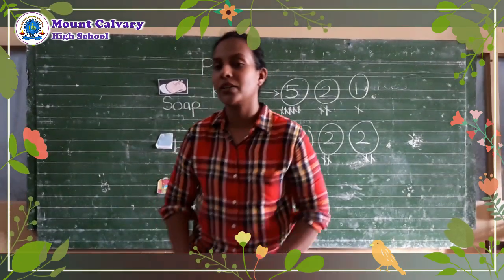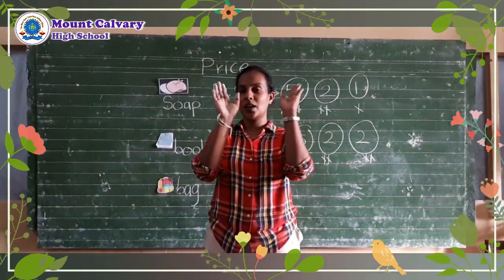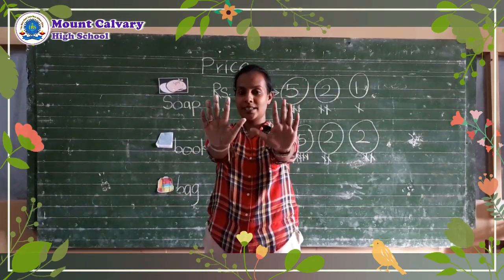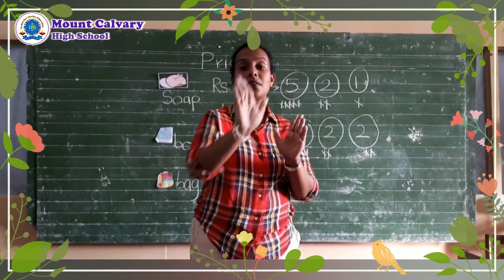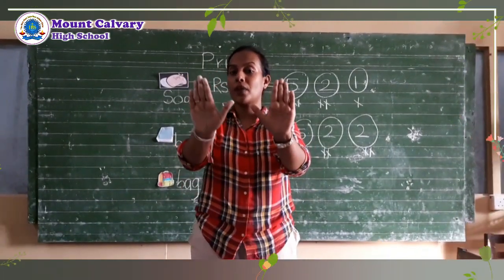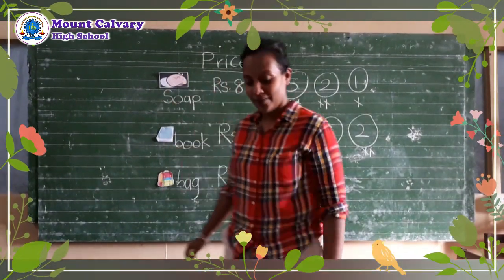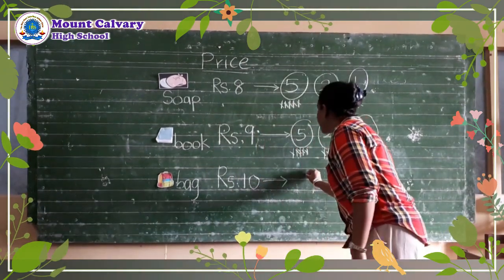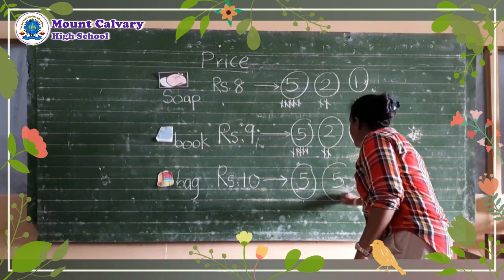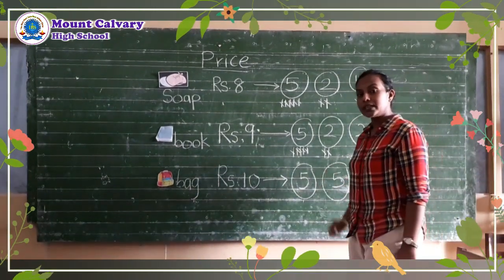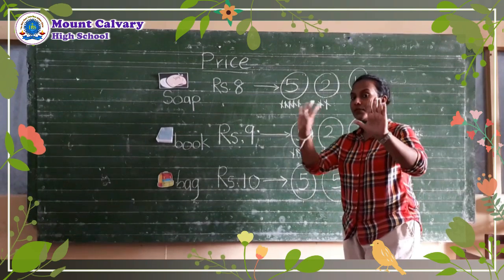But there is another method how to make them. Yes, all of you take 10 fingers, right? What is this coin? 5 rupees. Here you have another 5 rupees. 5 plus 5, 10. Okay, very good. Here you have 5 rupees. And you have to take another 5 rupees. 5 plus 5 is 10.